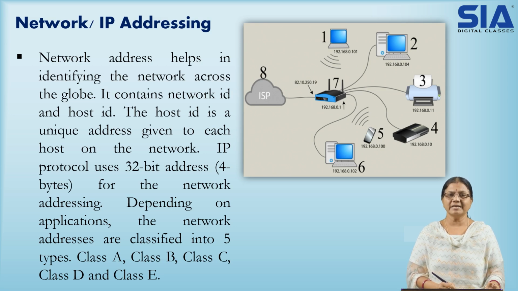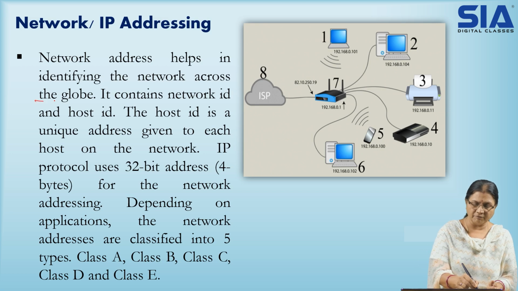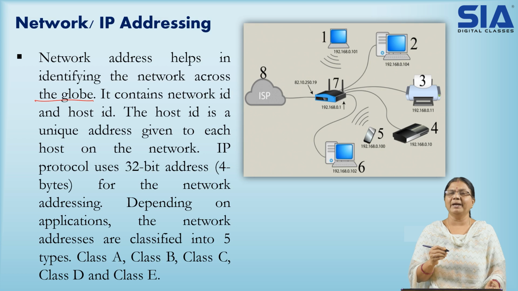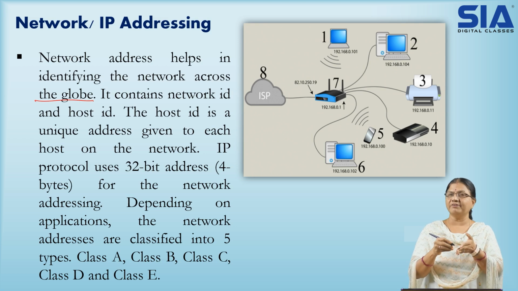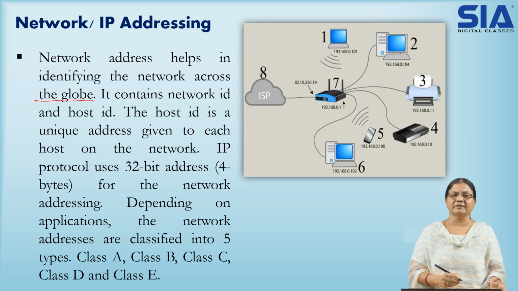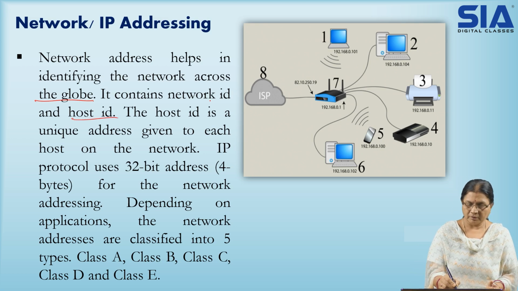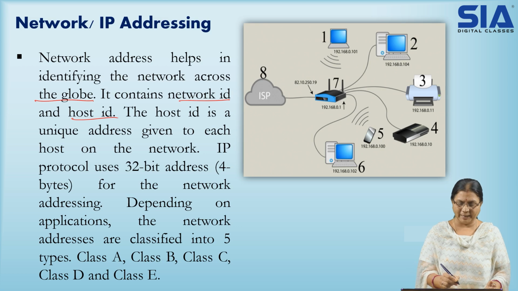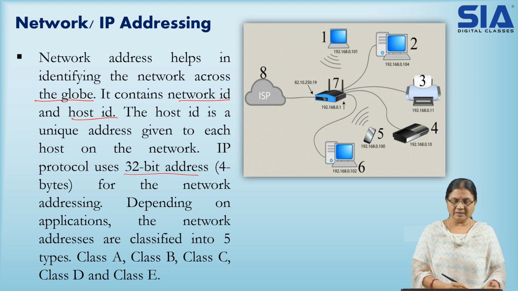So this network address helps in identifying the network across the globe. From which place the person is accessing will be known with the help of this IP address. Every connection or every location will have an IP address. It contains a network ID and a host ID. The host ID is a unique address given to each host on the network. The IP protocol uses a 32-bit address, that is 4 bytes, for network addressing.